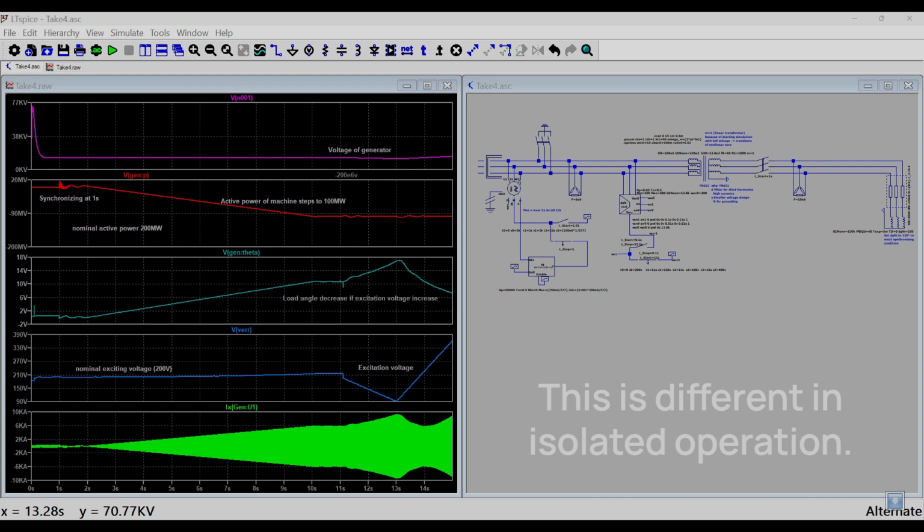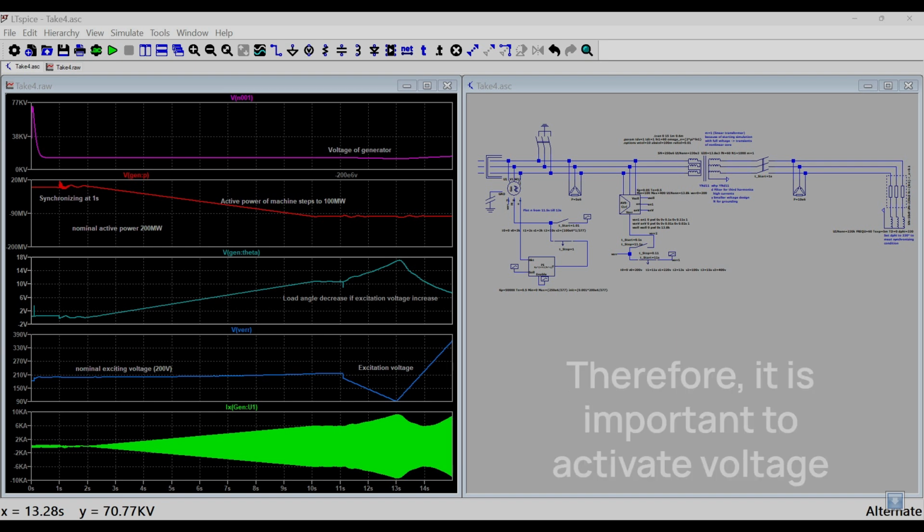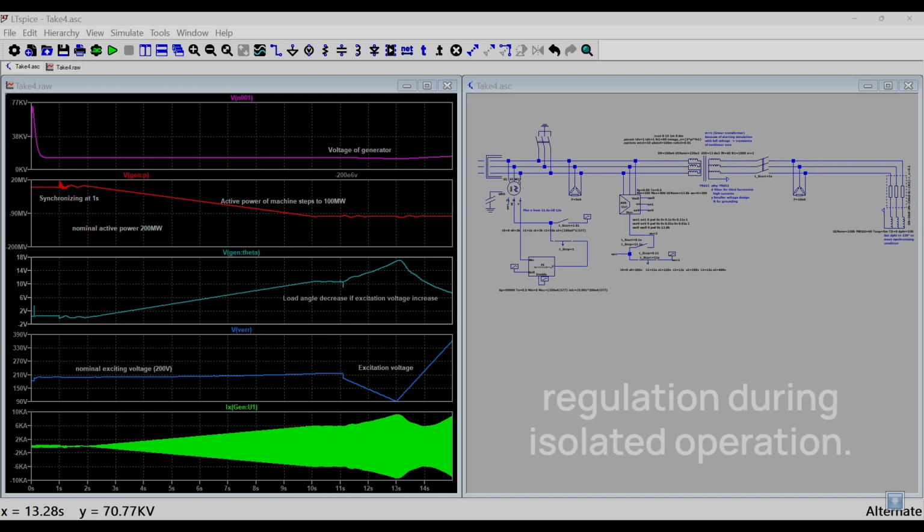This is different in isolated operation. Here, a change in excitation will cause the voltage to change relatively significantly. Therefore, it is important to activate voltage regulation during isolated operation.